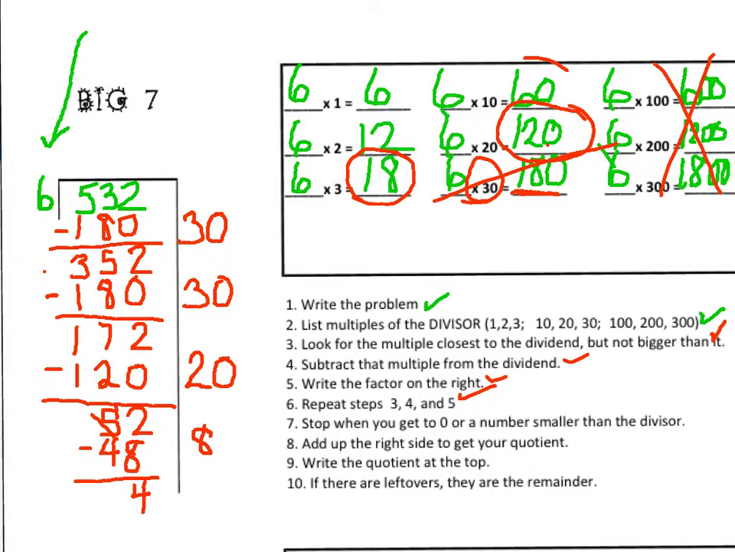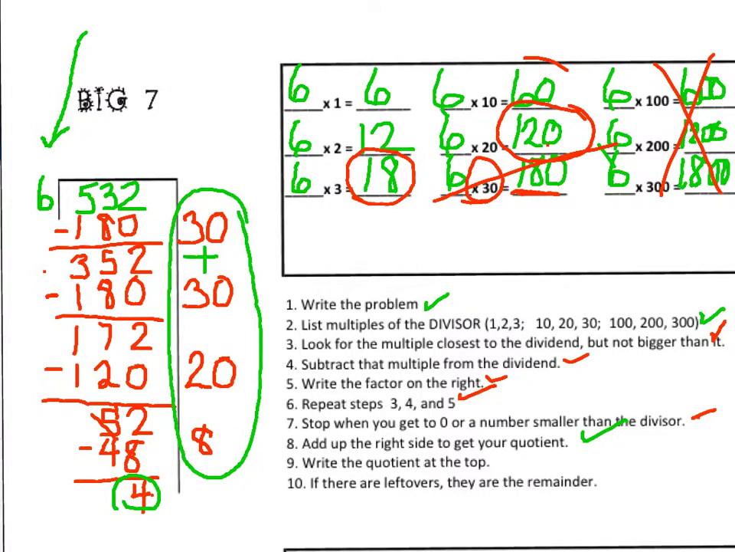It says stop when you get a 0 or a number smaller than the divisor. Well, I got a 4, and a 4 is smaller than the divisor because our divisor is 6. Okay, so I have a number 4, so I have to stop. Then it says to add up the whole right side, and that will give me my quotient. The quotient is our answer to the division problem.